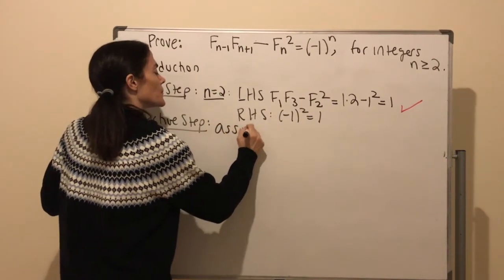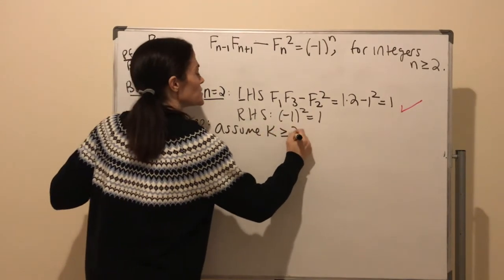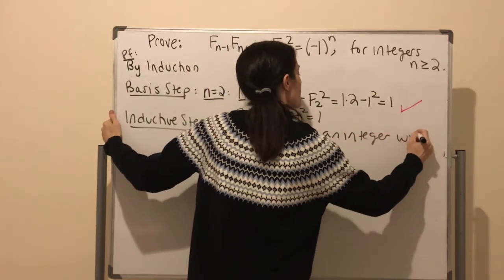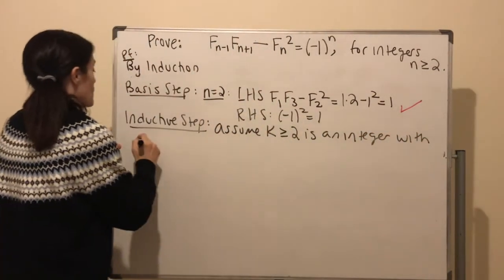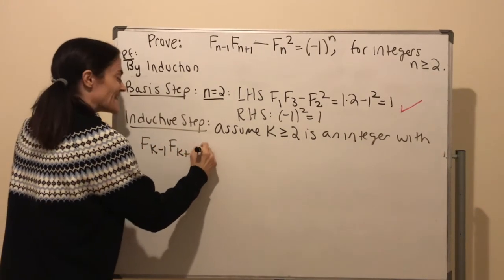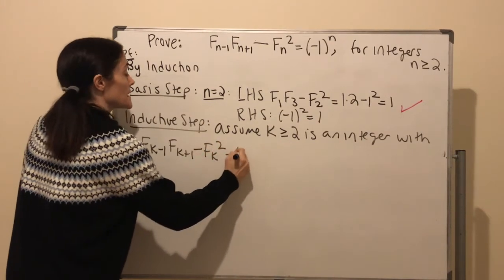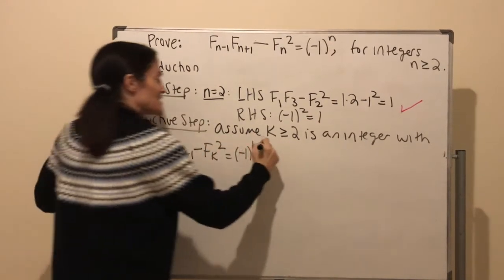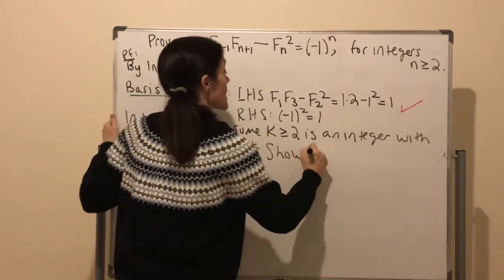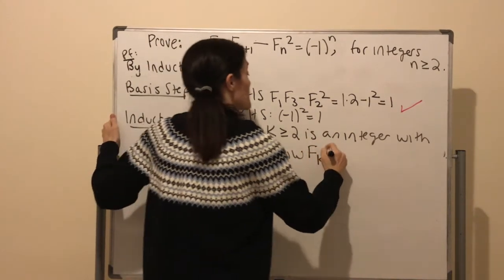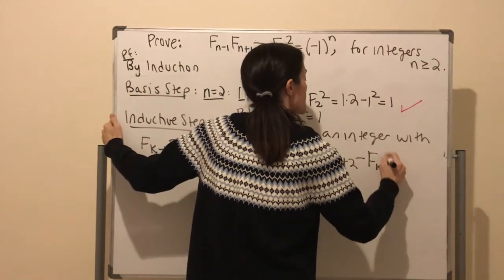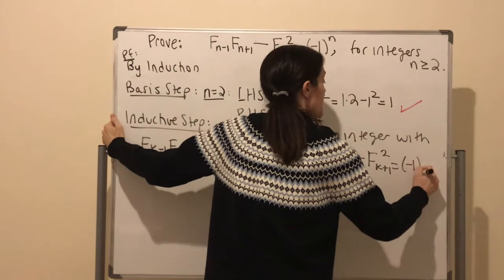Let's assume k greater than or equal to 2 is an integer with f_{k-1} times f_{k+1} minus f_k squared equal to (-1)^k. And we need to show the statement for k+1. So let's write that. That would be f_k times f_{k+2} minus f_{k+1} squared is (-1)^{k+1}.